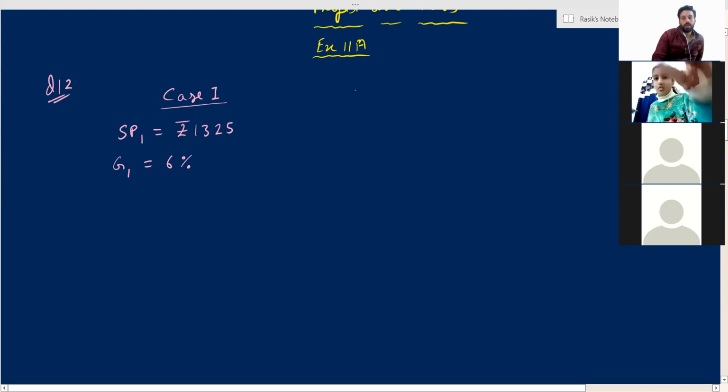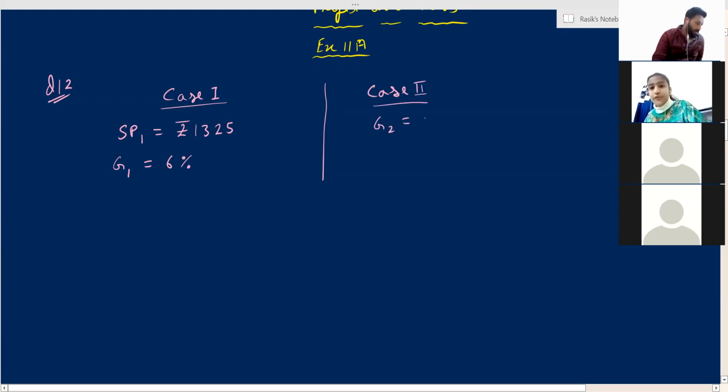And now they are asking in the second case, for how much he should have sold it to gain 12%. Not 6%, in fact 12%. You wanted to have a gain of 12%. So in the second case, we don't know CP, SP, nothing. We have to find SP. This is clear: we have to find the selling price in the second case, SP2. Read the question carefully. No, not double of this.